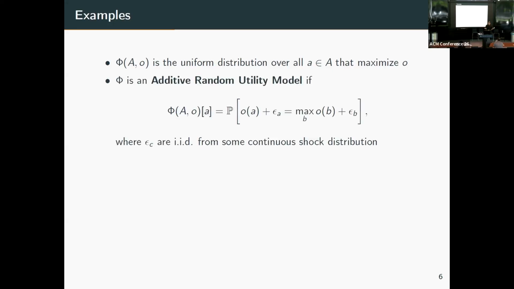Slightly perturbing this example, we obtain the popular class of additive random utility models. So now, in every menu, we perturb every outcome by some IID shocks coming from some fixed continuous shock distribution. And then the probability that the action A is chosen is just the probability that this action has the highest perturbed outcome.